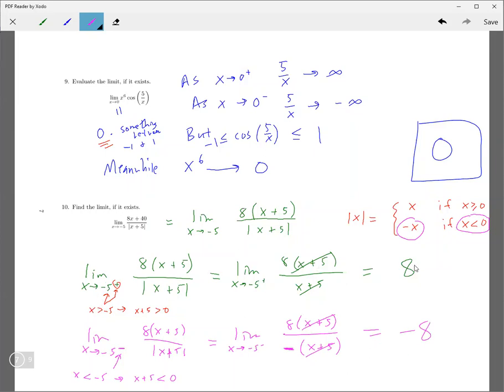So coming from the right, this is 8. Coming from the left, it's negative 8. Since these are not equal, the limit does not exist, because these both have to be equal for the limit to be able to exist. Any questions about that?